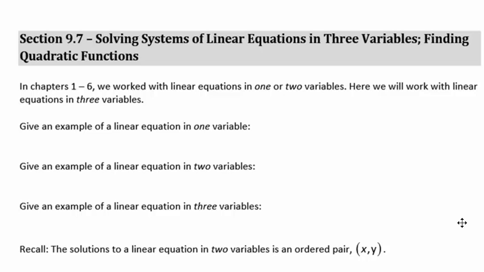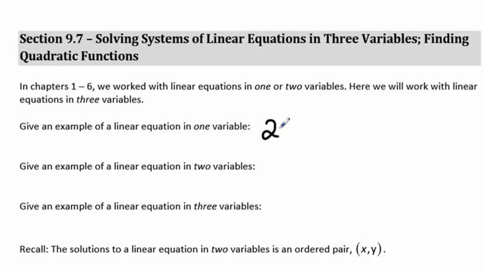Section 9.7 is on solving a system of linear equations in 3 variables and finding quadratic functions. So first we want to talk about what a linear equation in 3 variables would look like, since we talked about a bunch of different types of equations already in this course. In chapters 1 through 6, we worked with linear equations in 1 or 2 variables, and now we're going to be working with 1 and 3.